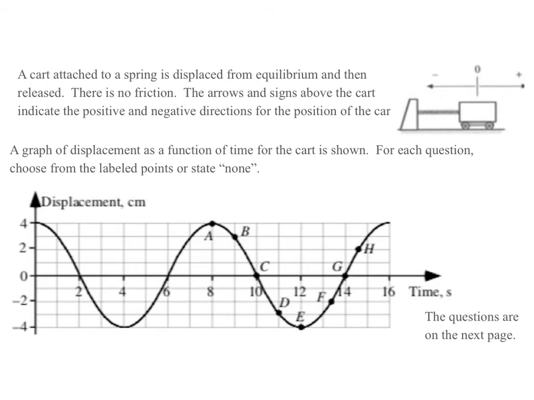A cart attached to a spring is displaced from equilibrium and then released. There is no friction. The arrows and signs above the cart here indicate the positive and negative directions for the position of the cart. A graph of the displacement as a function of time for the cart is shown, and we'll have a bunch of questions on the next page that we will choose from each of these as either a labeled point or no such point.